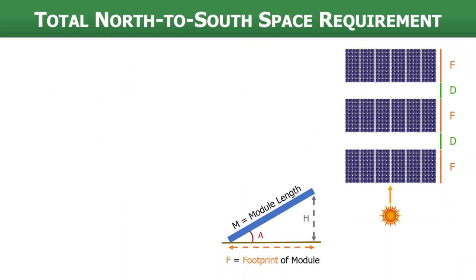On the right side there, we see our array of 3 rows, and notice we have F as in footprint, and D is what we just calculated, the distance between rows. And then you see another right triangle there, and that's how we're going to calculate the footprint of a tilted module. So I'll walk you through that.